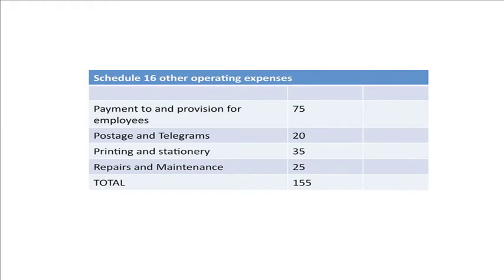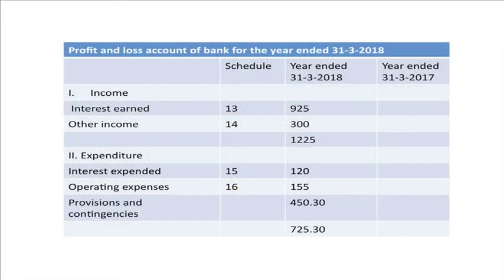Then operating expenses, here salaries are given. So, we will write it as payment to and provision for employees 75, postage and telegram 20, printing and stationery 35, repairs and maintenance 25, aggregating 155. So, we will place this against schedule 16 in our P&L. So, here is the P&L now. Schedules are prepared and from 13 to 16 we have placed the figures.